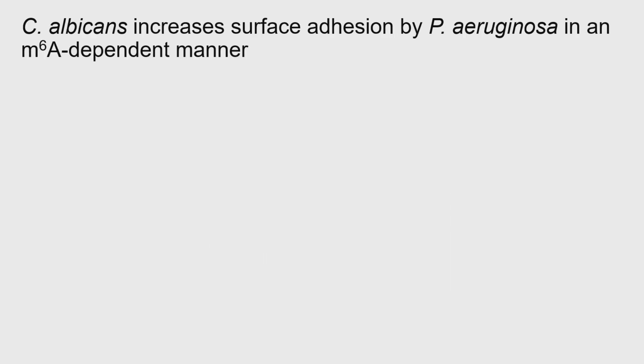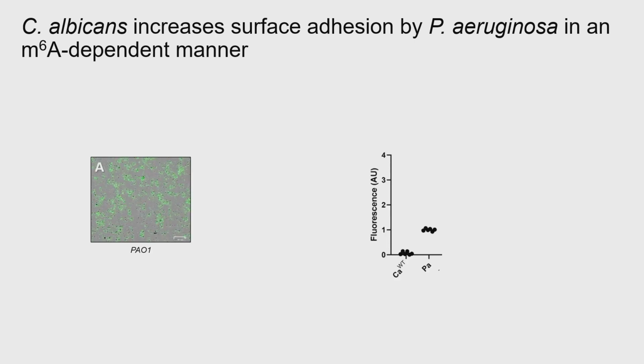dramatically. So as I told you, Candida and Pseudomonas play together in the CF context, right? So we wanted to see what the contribution of fungal mRNA methylation is to this interaction. We used a PA01 strain which expresses a GFP molecule, so anything which is green here is Pseudomonas. We just looked at the addition of Pseudomonas to the surfaces here in the presence of Candida.